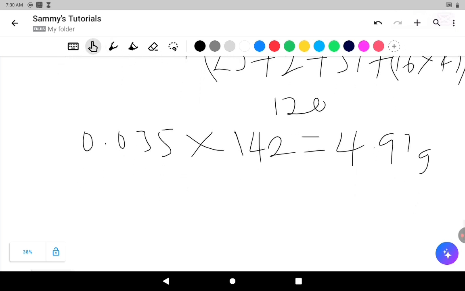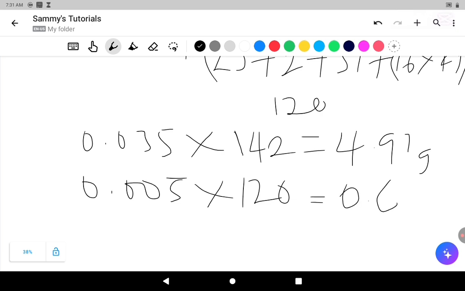Then for the other one, the monosodium, we have 0.005 times its molecular mass, which is 120. If you calculate 120 times 0.005, what do you have? It is equal to 0.6 grams. So now you measure these particular grams in the laboratory on your analytical weighing balance.